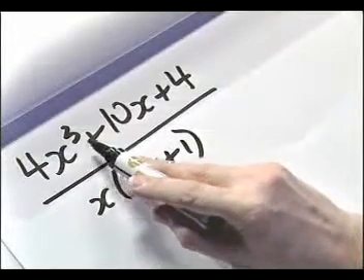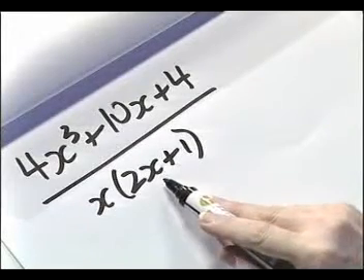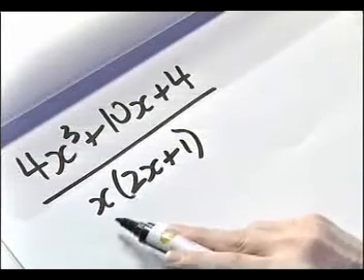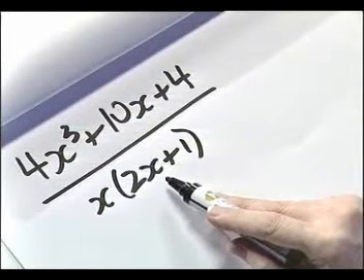The numerator is of degree 3. The denominator, if you multiply the x by the 2x, you get 2x squared. So the denominator is of degree 2. This means that this is an improper fraction.